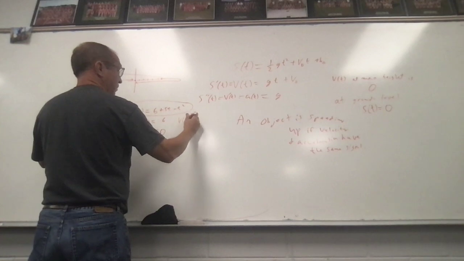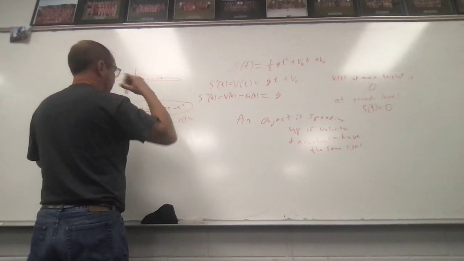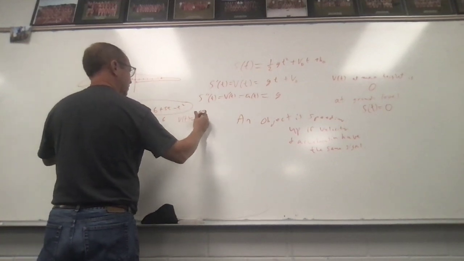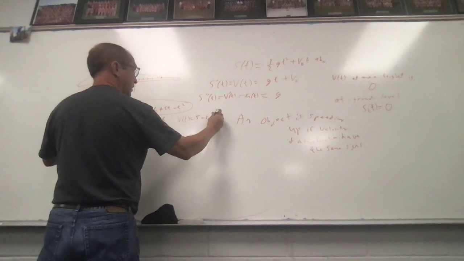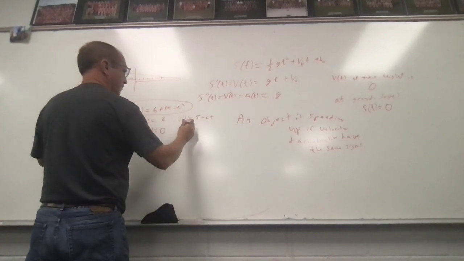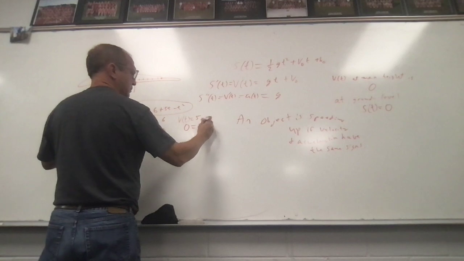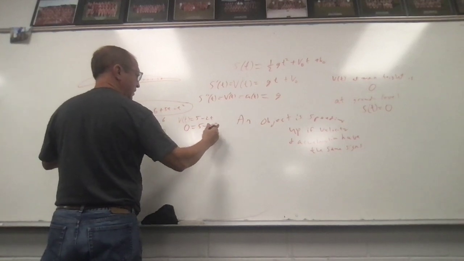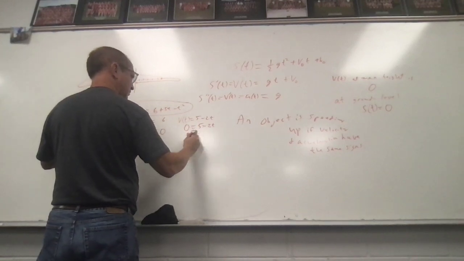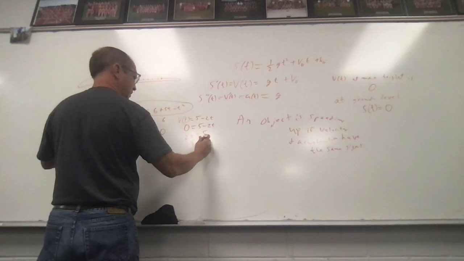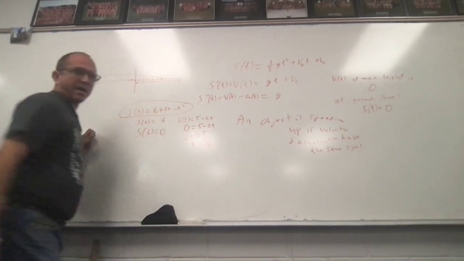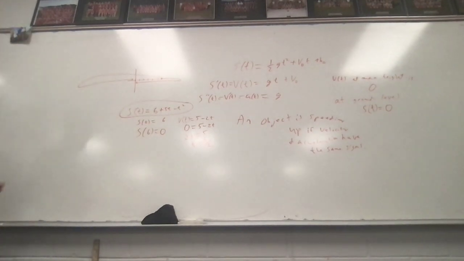Well, we find v of t, right? So v of t is 5 minus 2t. We want to set that equal to 0. So 0 equals 5 minus 2t. So 2t equals 5, so t equals 5 halves. Now 5 halves is somewhere between 0 and 6, right?